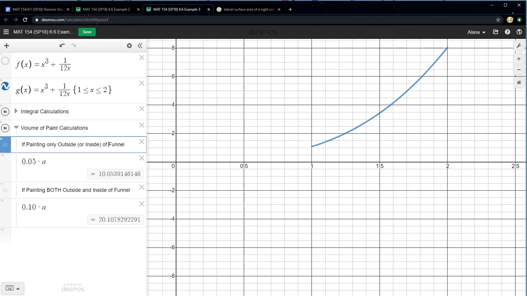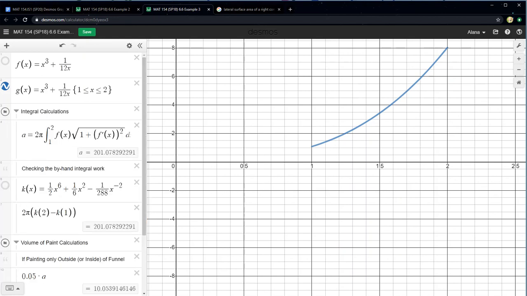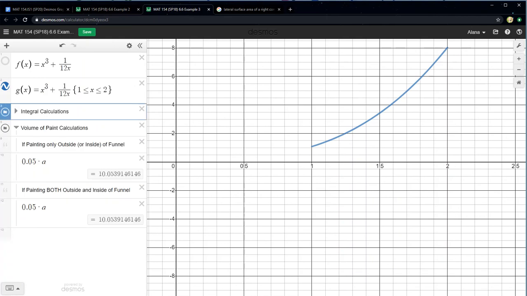But just for the record, if they wanted you to paint both the inside and the outside, then you'd actually multiply by 0.10 because you do it twice. You do it once for the outside, which is 0.05, and then again for the inside, which is another 0.05. Or if you like, it's 0.05 times A, which is what I called the area, times 2, because you have to do both the inside and outside. It wasn't asked for, but it's a good thing to know.